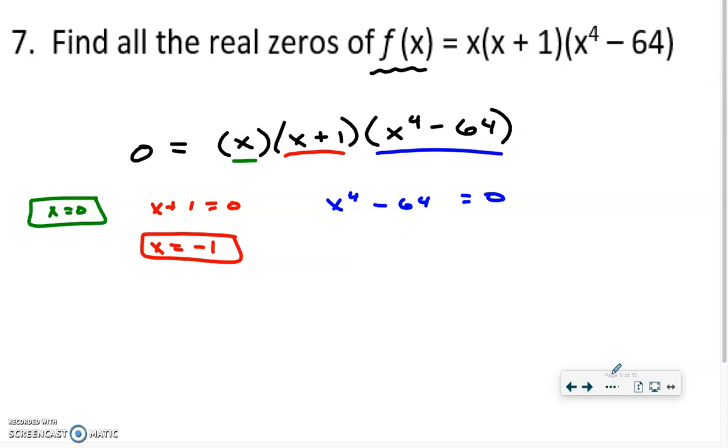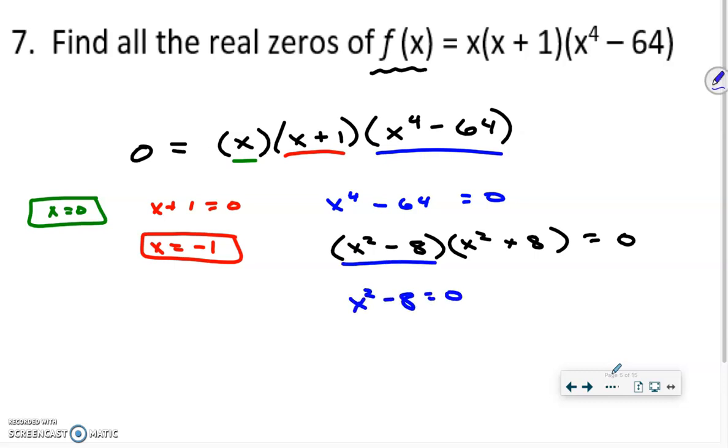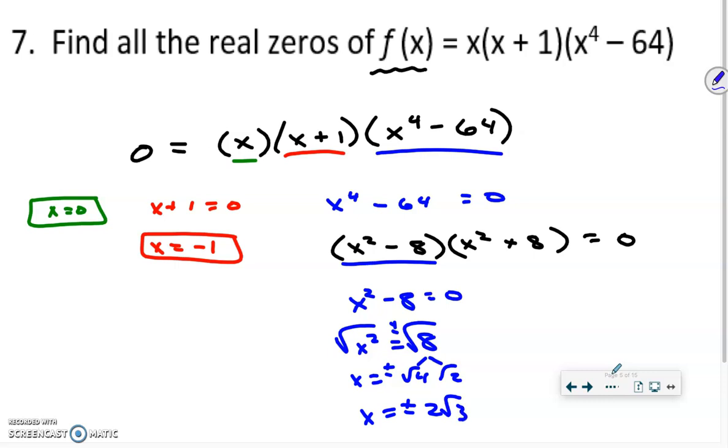We can avoid that by simply recognizing that what we have here with x to the 4th minus 64 is a difference of 2 squares, where the square root of x to the 4th is x squared here, and the square root of 64 is negative and positive 8, like this. Now when we set this up, x squared minus 8 equals 0. I add the 8 over, x squared equals 8, square rooting both sides, and now I know exactly how that's going to break down, root 4 root 2. So x, and I'm sorry, I dropped it again. That's twice in a row. Can't forget my plus or minus. So plus or minus 2 root 2.